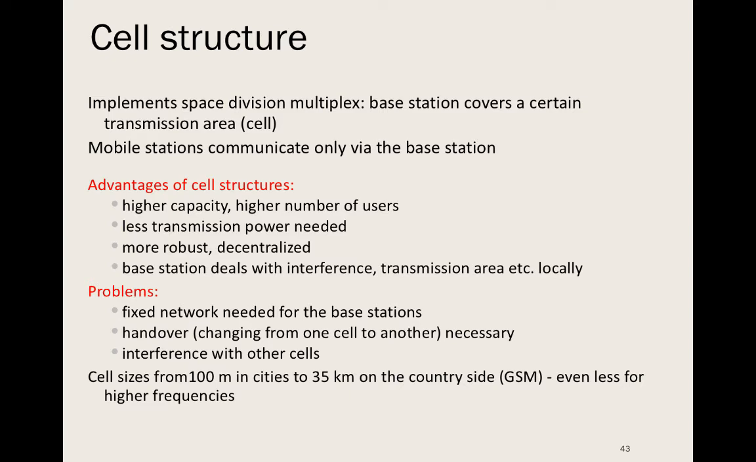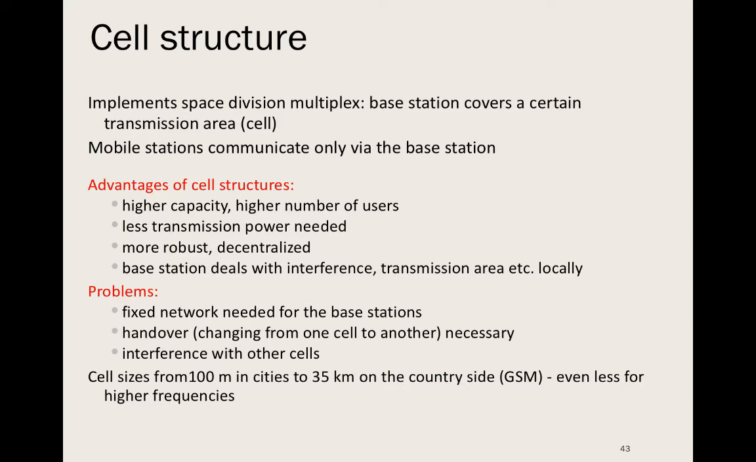The cell structure implements space division multiplexing, and a base station covers a certain transmission area called a cell. A mobile station communicates only via the base station. The advantages of cell structures: higher capacity, higher number of users, less transmission power needed, more robust and decentralized. The base station deals with the infrastructure, transmission area, etc. locally. But the problems are that a fixed network is required for the base stations.